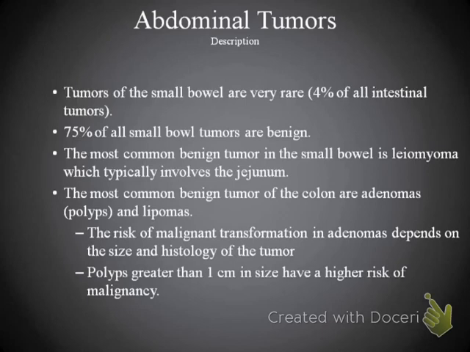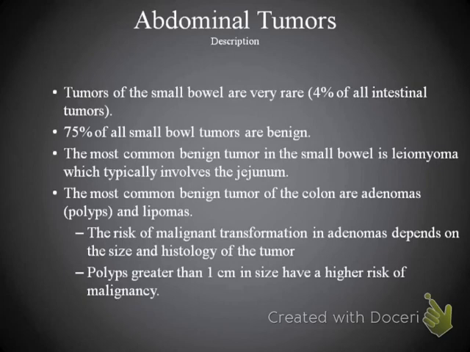Which brings us to abdominal tumors. Tumors of the small bowel are very rare, 4% of all intestinal tumors. 75% of all small bowel tumors are benign. The most common benign tumor of the small bowel is the leiomyoma, which typically involves the jejunum.